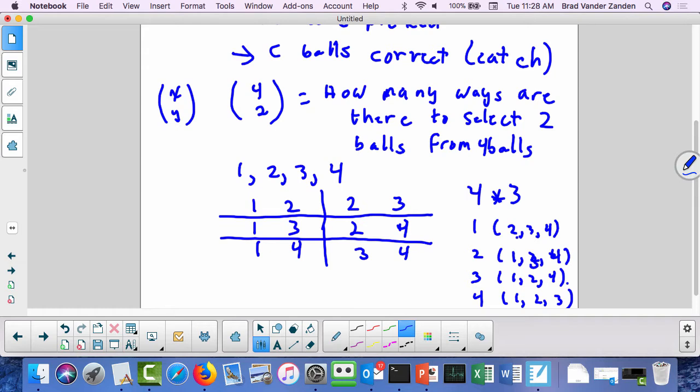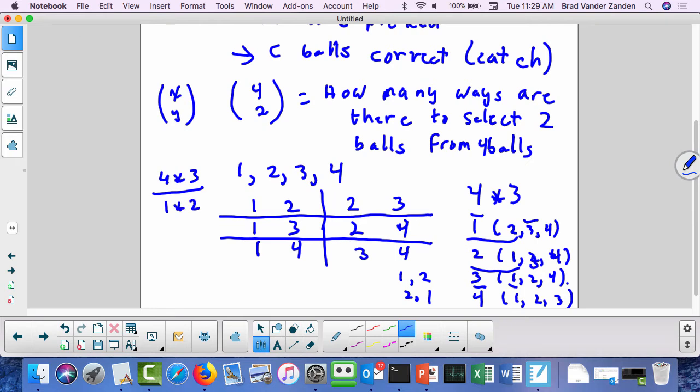1 and 3 is the same as 3 and 1. So there's repetition. In fact, while there are 4 times 3 ways to choose the ball, you then have to divide, because each of the combinations like 1, 2, or 2, 1 aren't unique. So the number of times you can have the same combination is equal to what we call n factorial.